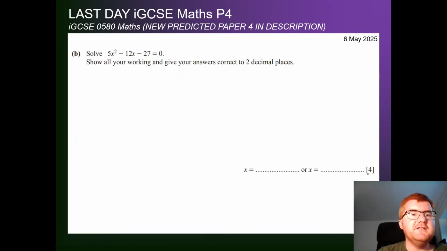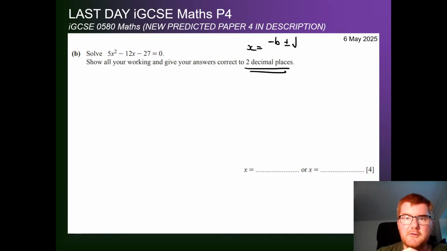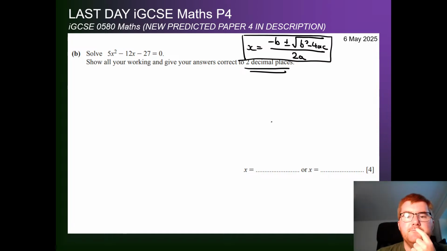With this question, as is very common, they take the quadratic and you have to solve it. Notice this one, because you're doing it to 2 decimal places, you're going to have to use the quadratic formula, which is on your formula sheet, so you don't need to memorize it by heart. So b squared minus 4ac all over 2a. Then you can work out x from there.